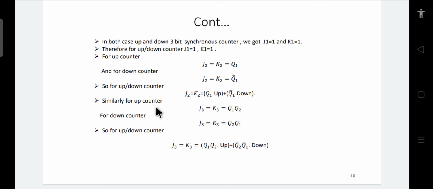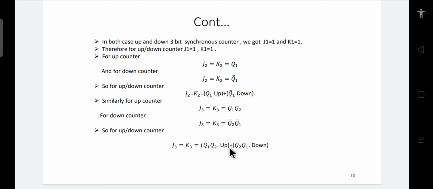Similarly for the MSB, for the up counter we have seen J3 K3 is equal to Q1 dot Q2, whereas for the down counter you get Q2 bar Q1 bar, both equal to 1. Here J3 K3 and J2 K2 are the same, but you may get something different as well. Whatever expression you get, we have to write it with M and M bar. M is our up counting and M bar is our down counting. We include them in an AND gate, because both should be simultaneously 1 for the circuit to count in the upward direction. Then we OR them together, so that whenever a particular block gets activated, the circuit counts in one direction.